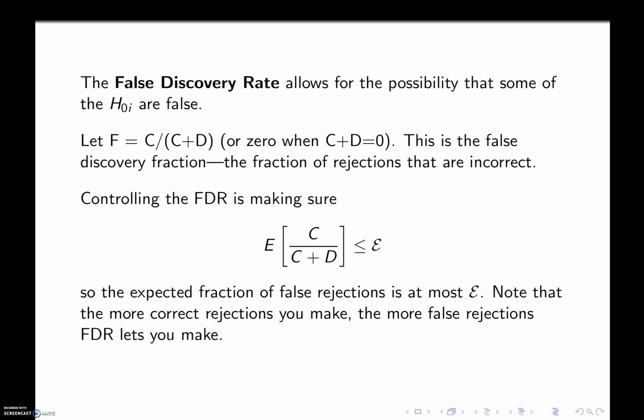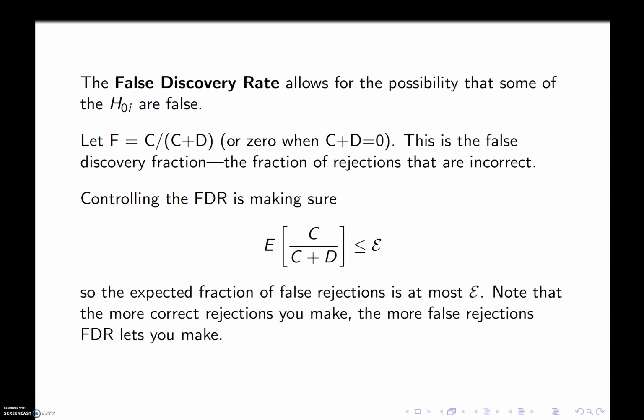Notice that the more correct rejections that we make, the more false rejections FDR lets you make. That's really important, so let me repeat that. Note that the more correct rejections you make, so the bigger D gets, the more false rejections FDR lets you make. Because the bigger D gets, the more wiggle room you get for C, right? While controlling the expectation of that to be less than epsilon.